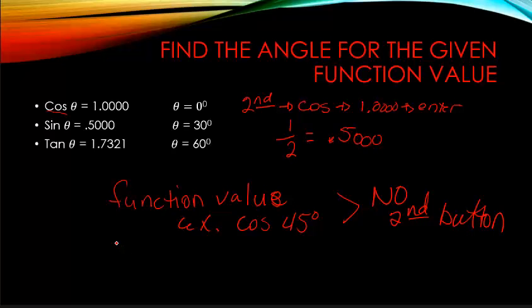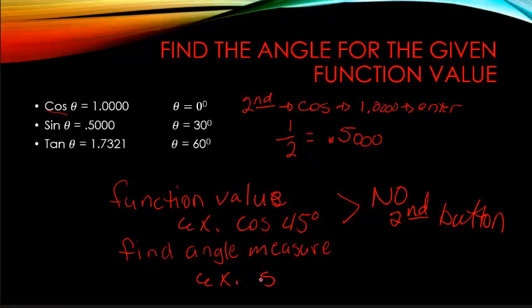But if you're given the function value and you want to find the angle measure. So it gives you sine of some unknown equals 0.5. You're looking for the angle. Then that's when you use your second button.